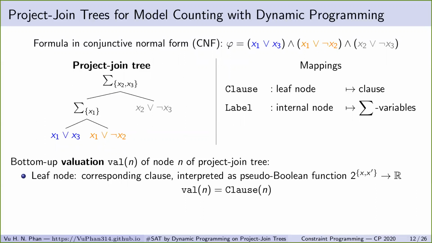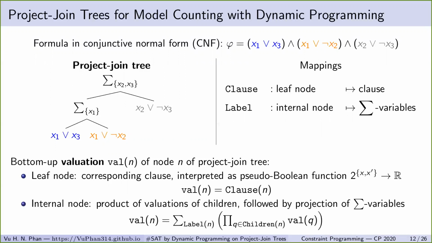Each leaf node corresponds to a clause which can be interpreted as a pseudo-Boolean function. For example, the blue leaf node corresponds to a pseudo-Boolean function over the variables x1 and x3, and the possible outputs are 0 and 1. Similarly, the orange leaf node corresponds to a function over x1 and x2, and the gray node over x2 and x3.